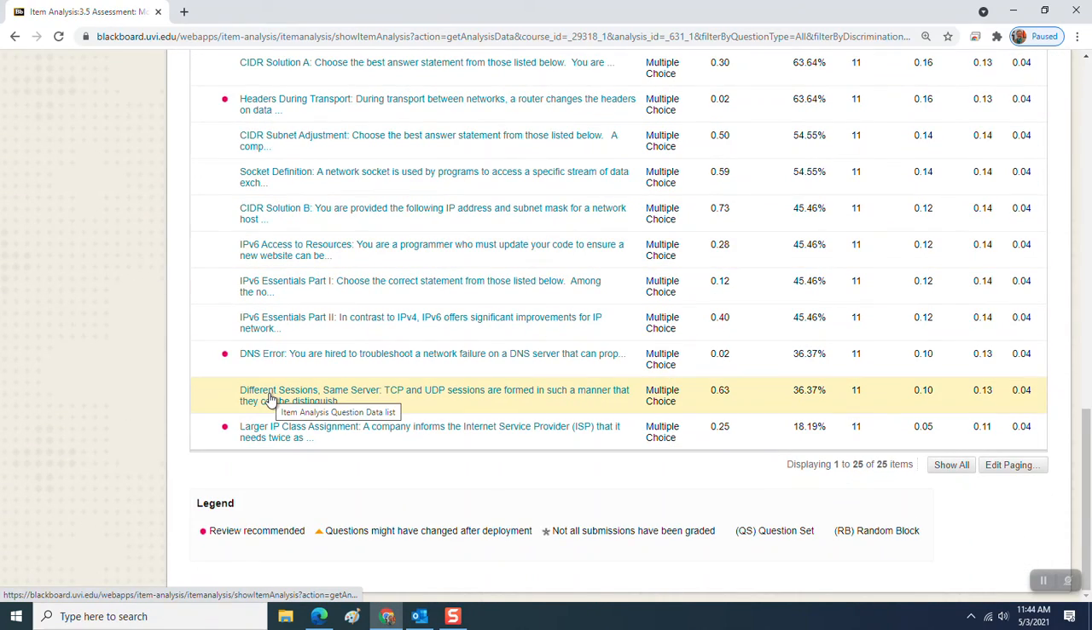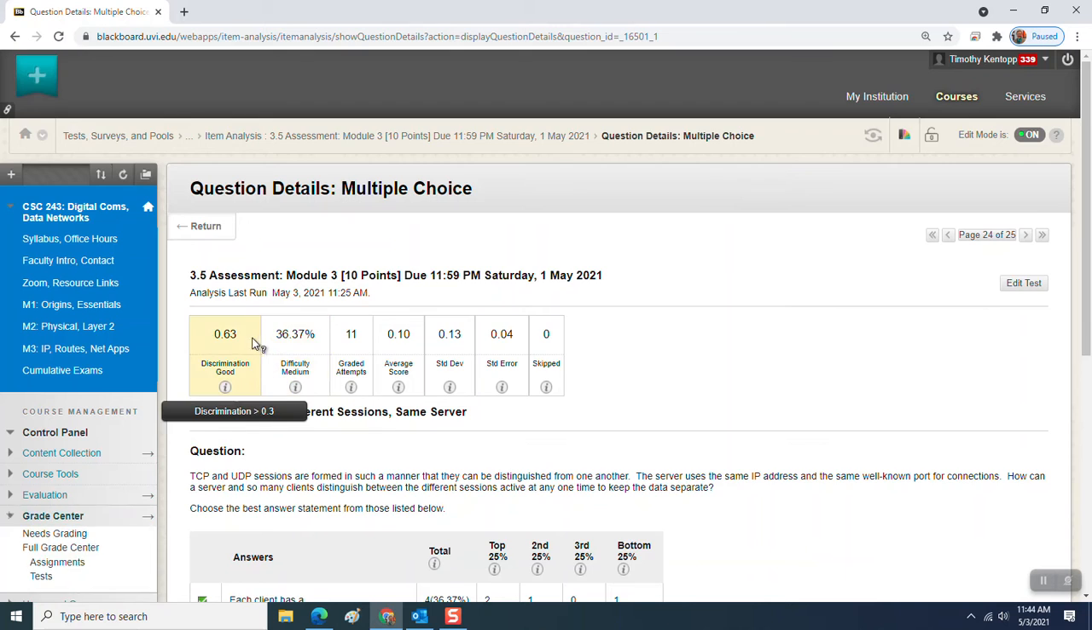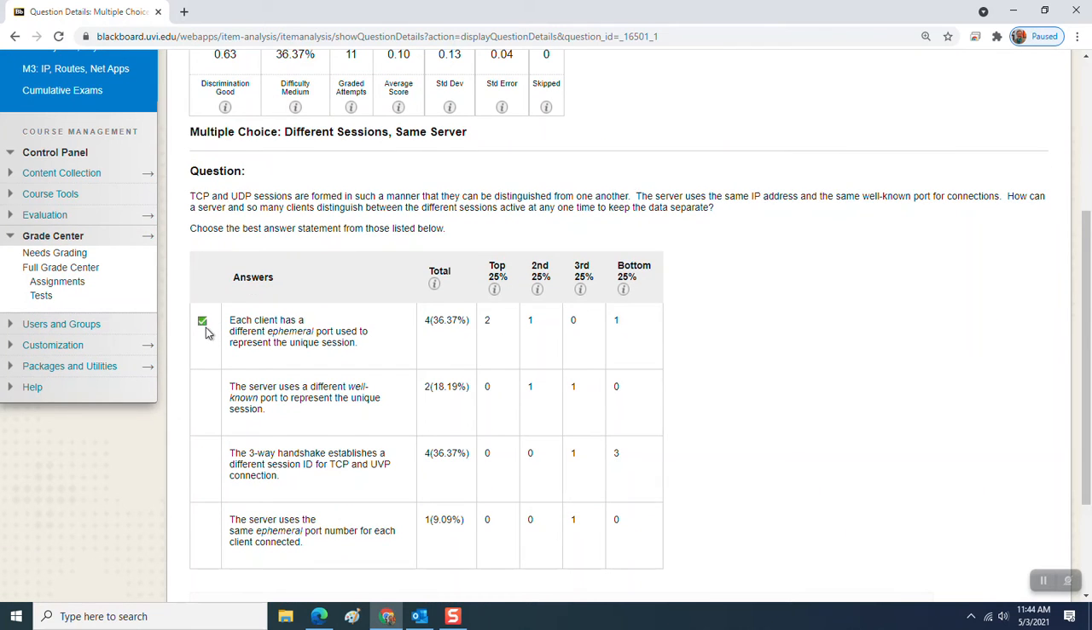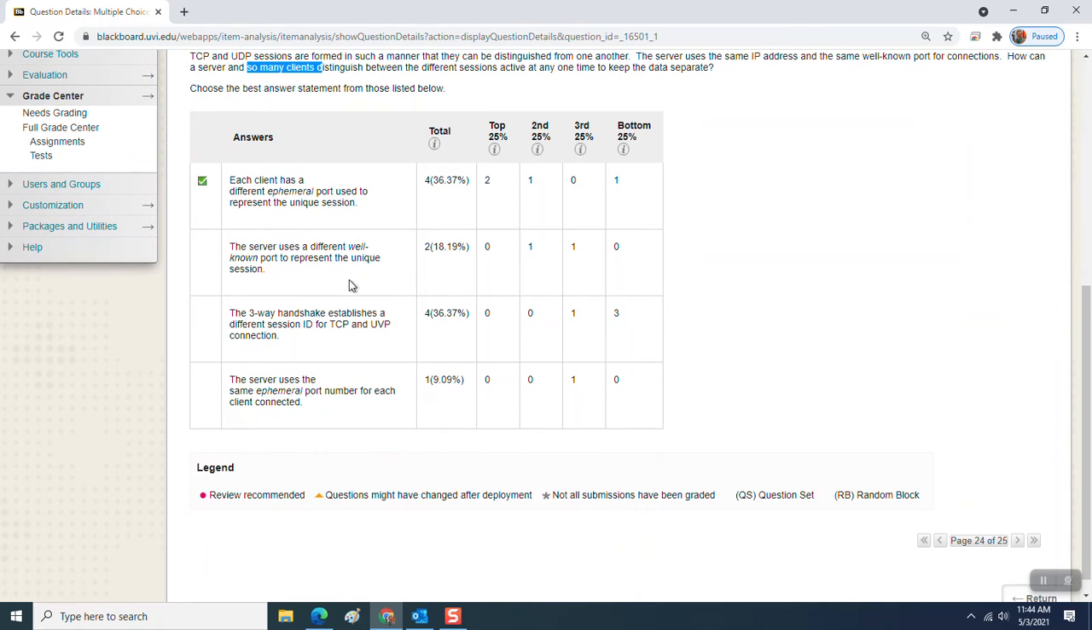Okay, the next item that posed a challenge: different sessions, same server. TCP and UDP sessions are formed in such a manner that they can be distinguished from one another. The server uses the same IP address and the same well-known port for connections. How can a server and so many clients distinguish between the different sessions active at any one time to keep the data separate? Choose the best answer statement from those listed below.